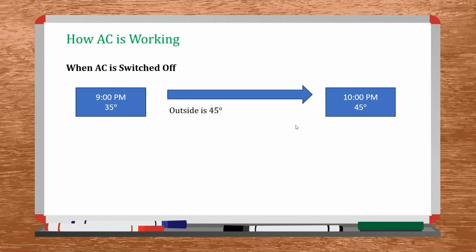Now let's look at when the AC is switched off. Again the same case, at 9 p.m. the temperature is 35 degrees inside the room and the temperature outside is 45 degrees. Now in this case, if I switch off the AC, then the temperature will rise steadily from 35 to 45 degrees within an hour. So within an hour, temperature will rise by 10 degrees. That means within half an hour, the temperature will rise by 5 degrees. So the temperature at 9:30 would be 40 degrees inside the room.